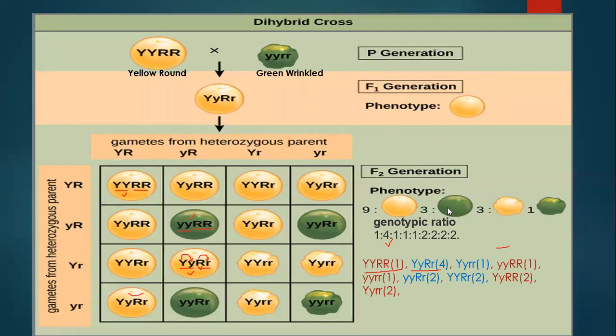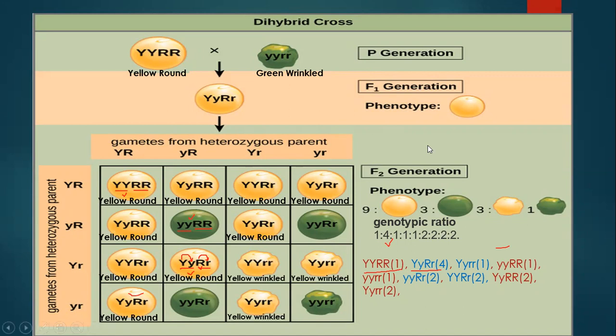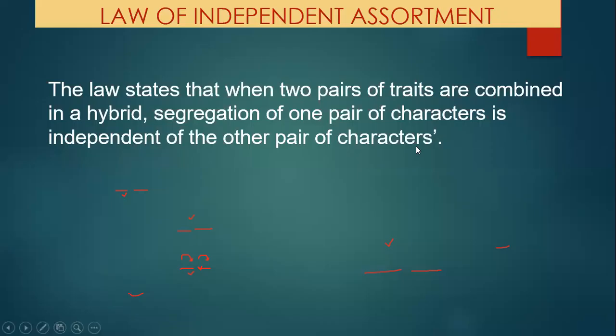Why is this particular ratio obtained? Now, from that dihybrid cross, he derived the third law, which is the law of independent assortment. What does this law state? This law states that when two pairs of traits are combined in a hybrid, two pairs of traits are combined in a hybrid.